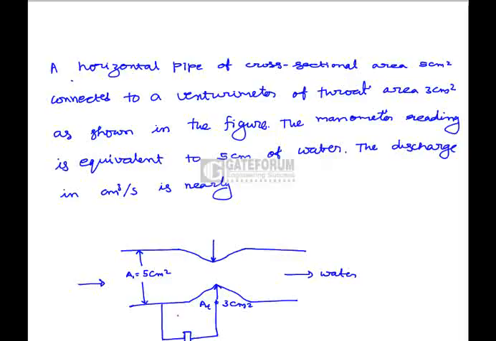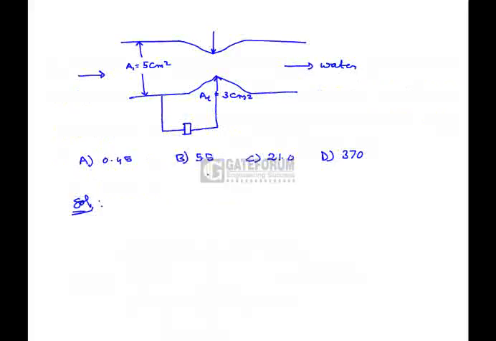So here we use a venturimeter of cross-sectional area 5 cm² and throat area 3 cm², and here are the options: 0.45, 5.5, 21.0, 370 cm³ per second. First, write down the given data. Let us say the pipe cross-sectional area is A1, that is 5 cm², and the throat area is A2, which is 3 cm², and the reading of the venturimeter manometer is 5 cm of water, that is, H is equal to 5 cm.